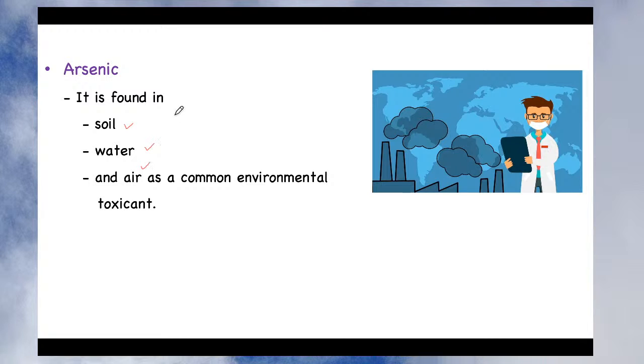So the vegetable, if you are not properly washing it, you may get some trace of the arsenic or some source of the arsenic. Sometimes arsenic is present in the water, and if you drink that water, then also you may be exposed to the arsenic. And obviously the last source that is very common to all three heavy metals, that is lead, mercury, and even arsenic, is the air. So the air is the common environmental toxicant.